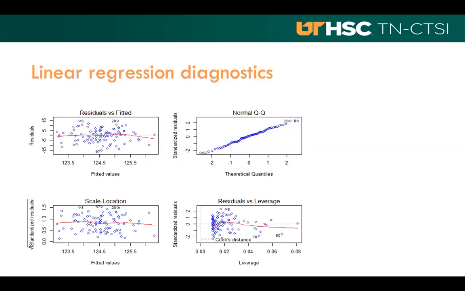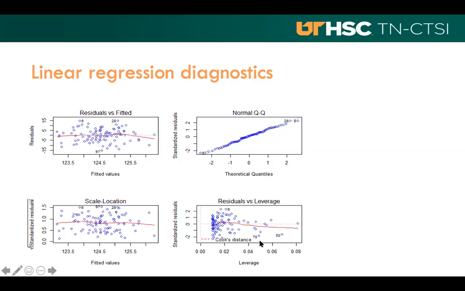So again, if there is curvature in the red line, or if the data is distributed in a way that has a given pattern that deviates from a random distribution like here, we cannot use linear regression for the analysis because the data violates the assumptions of linear regression. The last one is the residual versus leverage plot. In this case, we have studentized residuals on the y-axis and leverage on the x-axis.